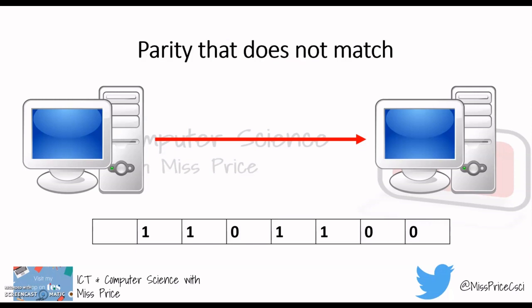Now, what if the parity doesn't match? Well, that can be a problem. So if the parity doesn't match, then the data is simply going to be resent, because at the moment we believe it may have been changed or it's corrupted, and it simply cannot be trusted. So therefore it's not sent.